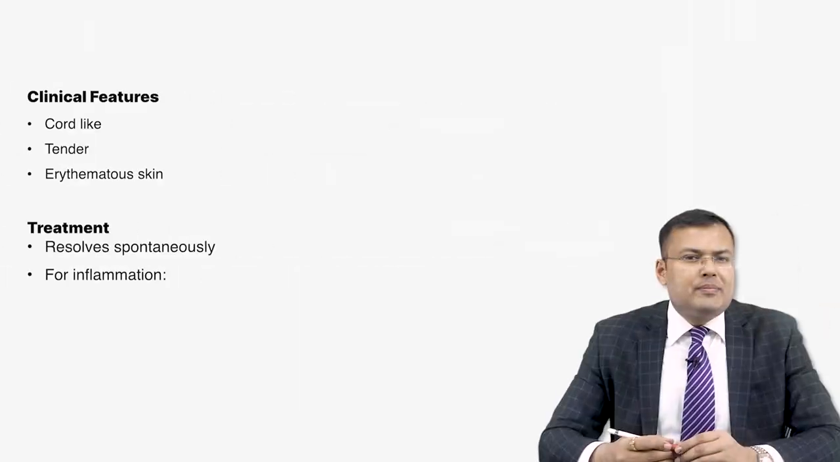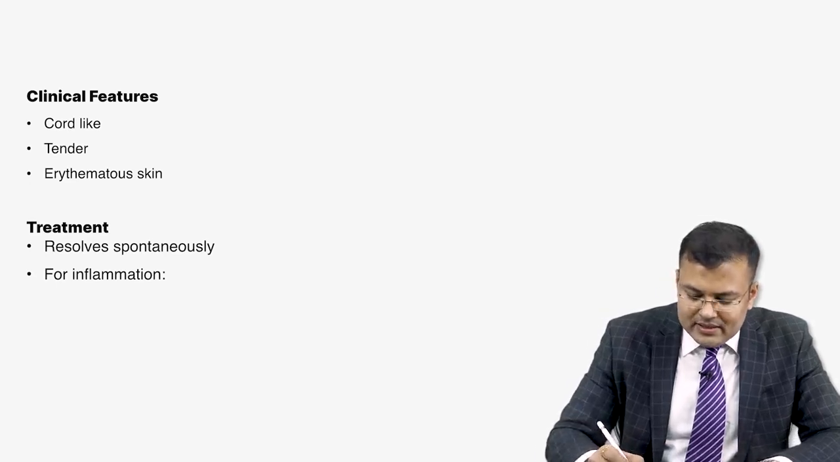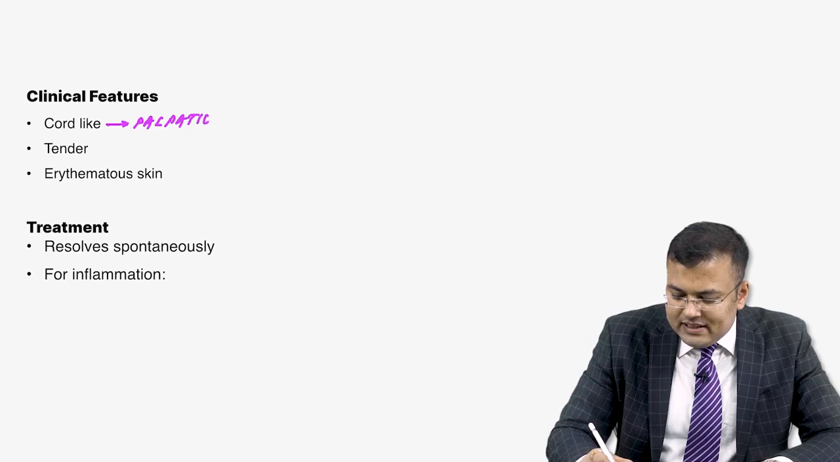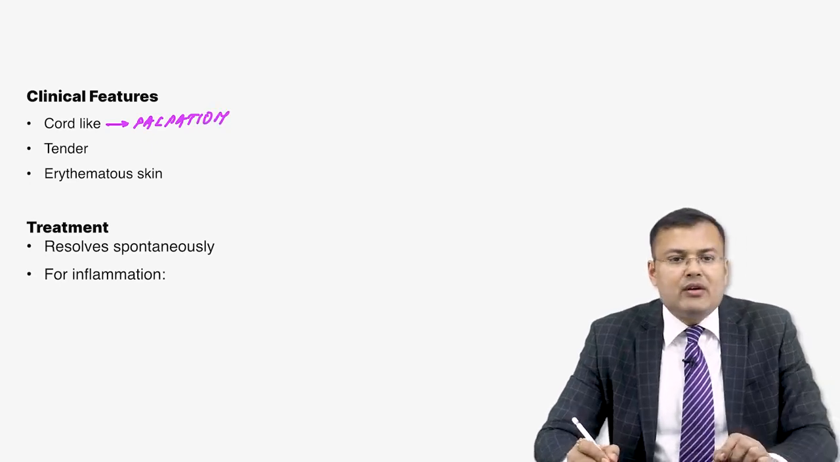You have seen multiple cases of thrombophlebitis. The vein feels just like a cord. It is tender, and you can see there is erythema, redness of the skin. So in patients with superficial thrombophlebitis, the vein feels cord-like on palpation. Obviously there is tenderness and erythematous skin around the vein.